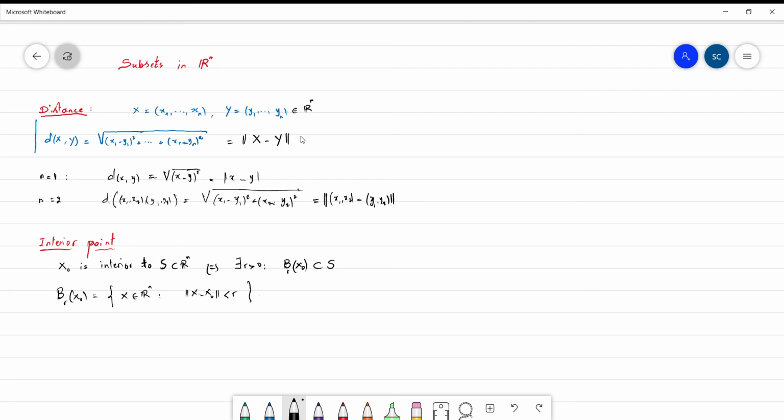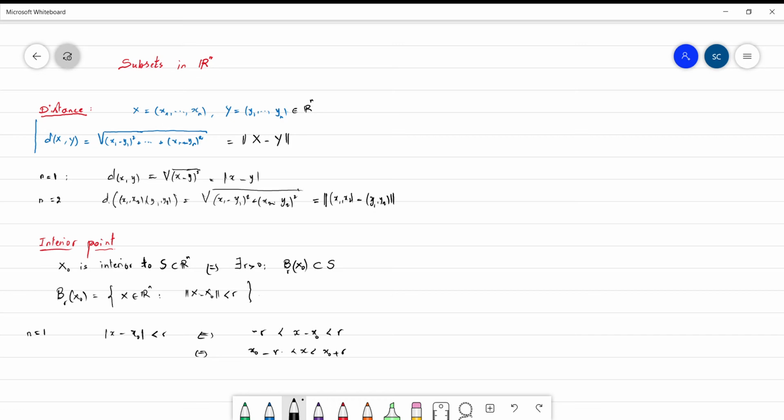If you look at it in one dimension, for n equal 1, this ball is the set of x such that the absolute value of x minus x0 is less than r, which is equivalent to x minus x0 being between minus r and r. That is, x is between x0 minus r and x0 plus r. You see, it is an interval.